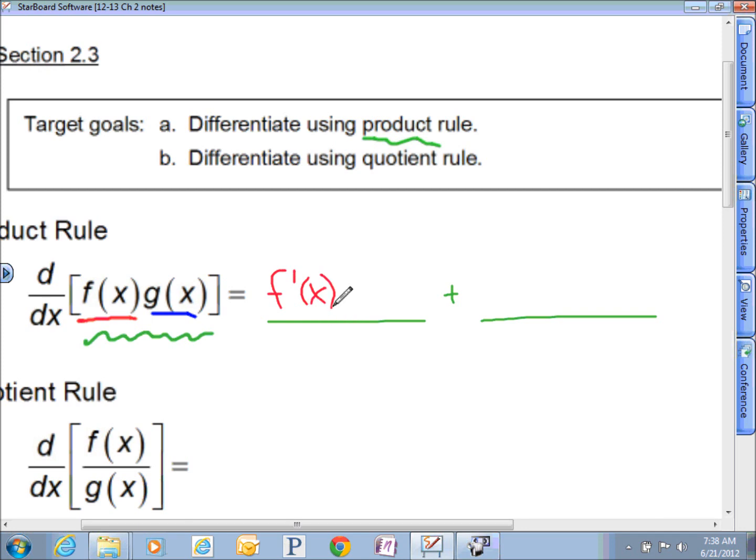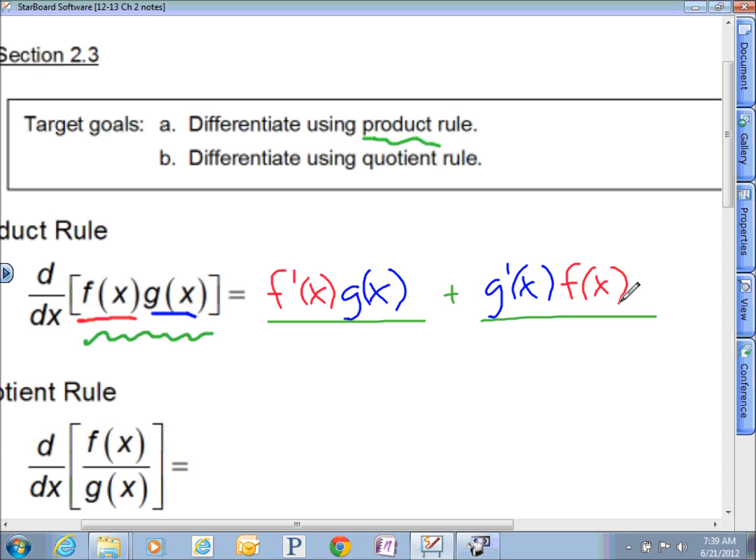Okay, and then I'm going to multiply that by the rest of the original. Well, what's in the rest of the original? The rest of the original is g of x. Okay, now move to the second term. In the second term, pick part of the function. Oh, g of x. What's its derivative? G prime of x. Multiply that by the rest of the original. And when you look at what we've just done, basically we took the first function and multiplied it by the derivative of the second, and we took the second function and multiplied it by the derivative of the first.